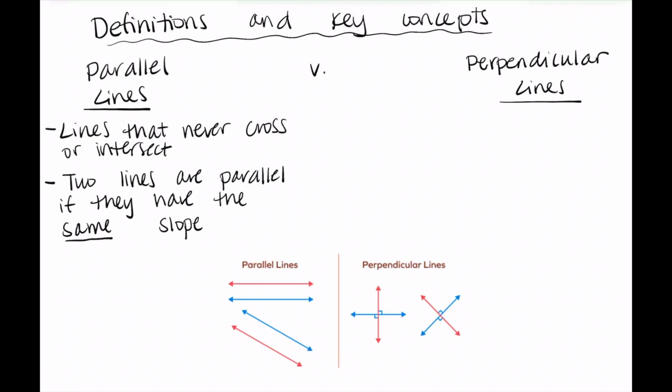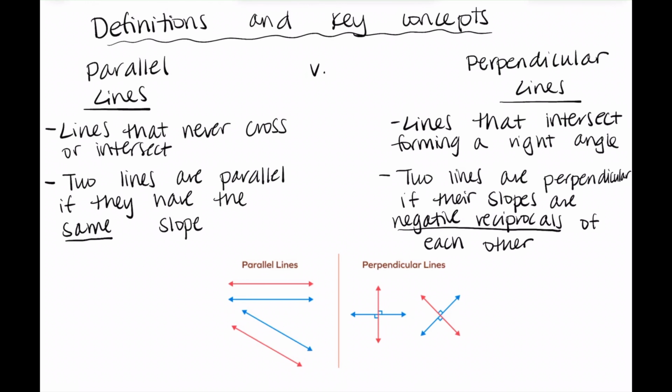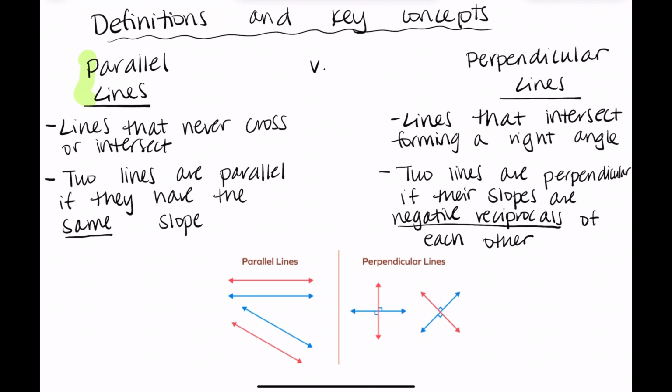Now let's define what perpendicular lines are. Perpendicular lines are lines that intersect, forming a right angle, which we know measures 90 degrees. And two lines are perpendicular if their slopes are negative reciprocals of each other. We'll go through and define what a negative reciprocal is, but you can see a visual of perpendicular lines down here in the diagram below.